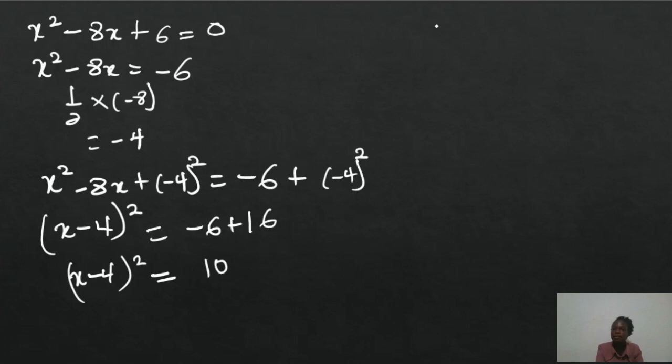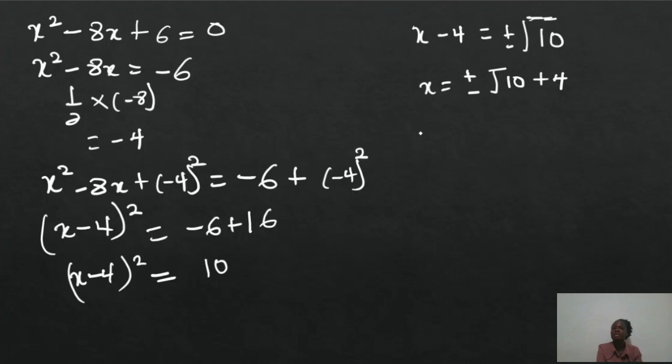From here, we want to remove the square, so we bring in square roots. We end up getting x minus 4 equal to plus or minus square root of 10. We've removed the square from here, that's why you are seeing the square root. So our x is going to be plus or minus root 10 plus 4. It means that we are going to get two different values for x. Our x1 takes the positive root 10, so we get root 10 plus 4. Then our x2 takes the negative root 10, so we get negative root 10 plus 4.